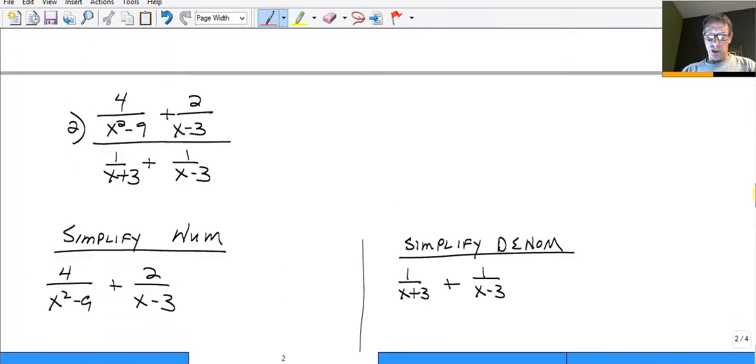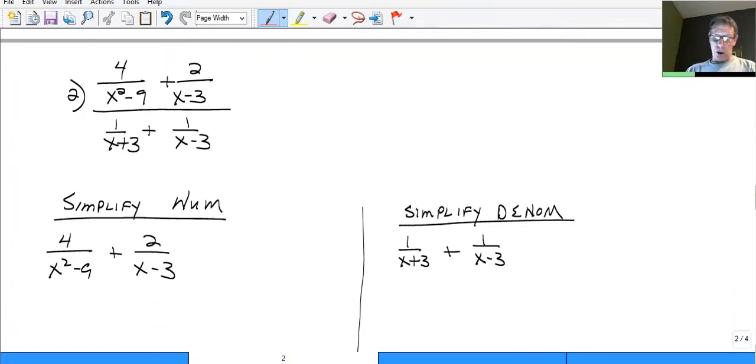Okay, so let's do an example here, and it's going to be a little bit harder. What we have is a numerator and a denominator that is made up of an addition of rational polynomials. So let's start with the numerator.